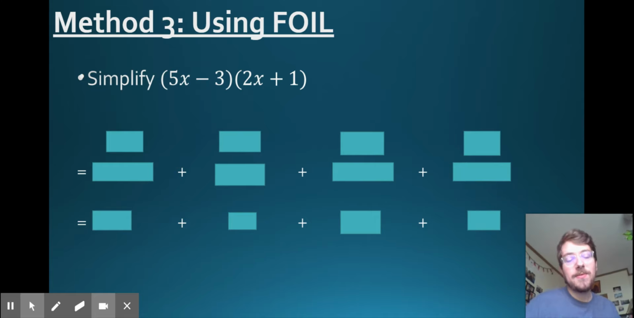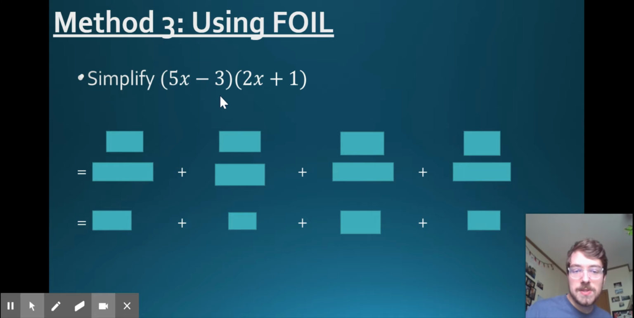So I want to simplify (5x minus 3) times (2x plus 1). I'm going to separate those out into 4 parts, and that's where I'm going to bring my arrows in. For my first part, I'm going to do 5x times 2x, the first term of the first binomial times the first term in the second binomial. So that's my first part.